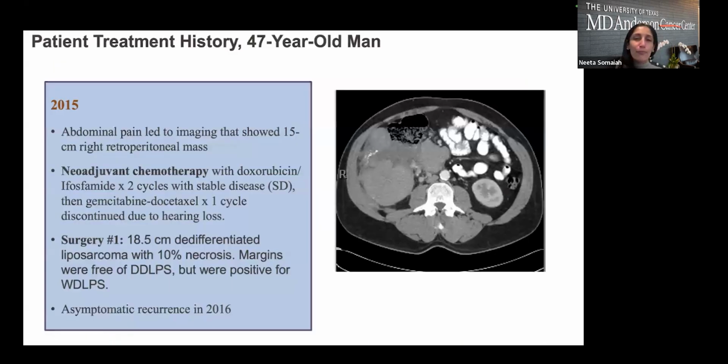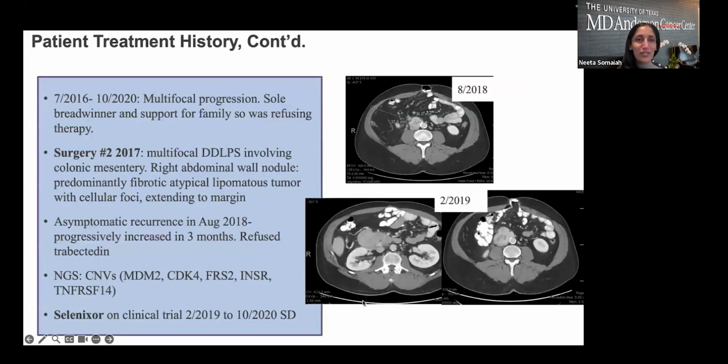I'm going to skip this. I just put in this case to highlight the journey of a patient with dedifferentiated liposarcoma, but I want to leave time for questions. Sorry, I got carried away in my talking. I wanted to leave at least 15 minutes for question and answers.